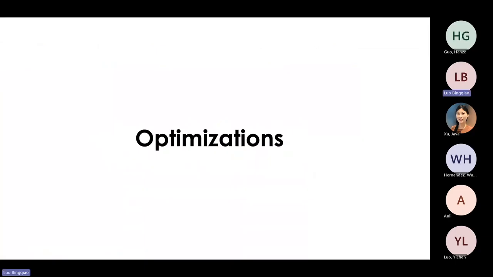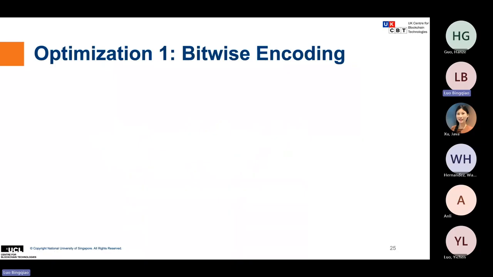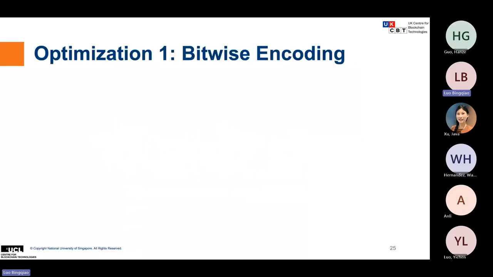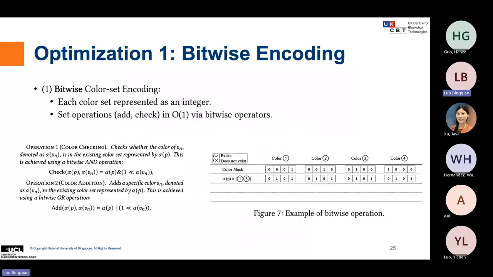Okay, so this is mainly what REACH is doing in its core algorithm, but we still developed 2 important optimizations that further enhance the efficiency of REACH. The first one is bitwise encoding. In REACH, we represent each color set as a bit mask rather than using a set, because we found that this is more efficient, especially when we do color checking and color addition in the DP table.